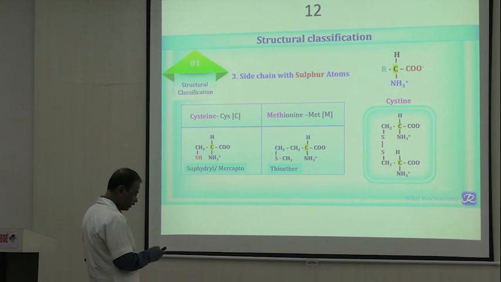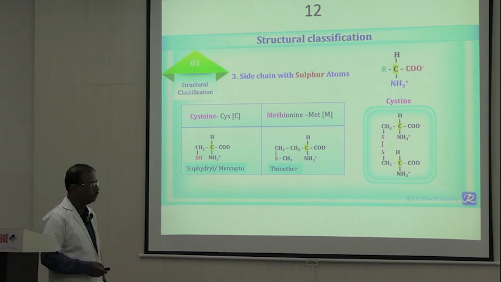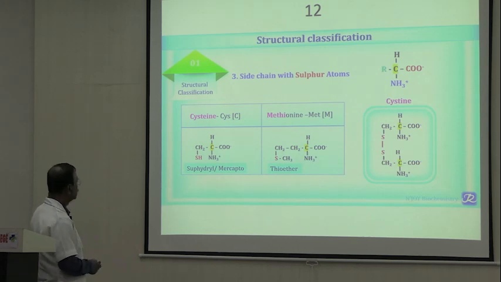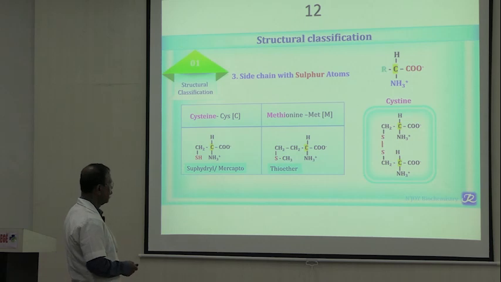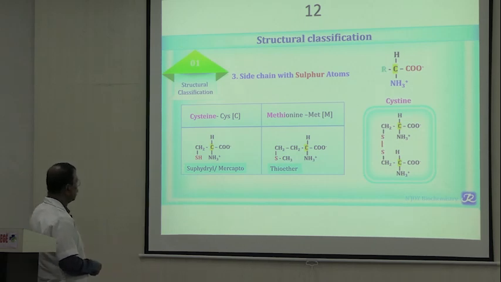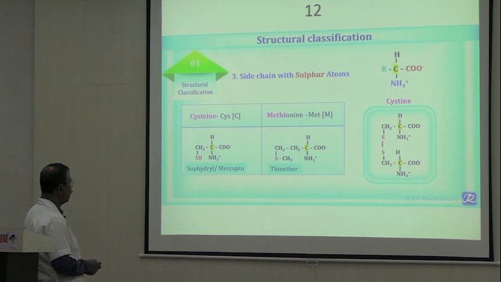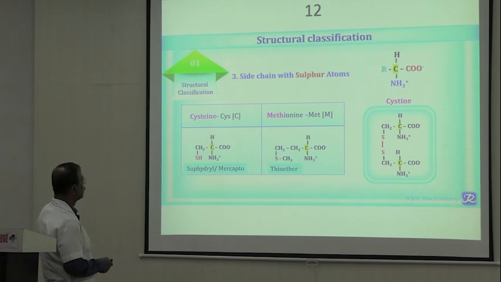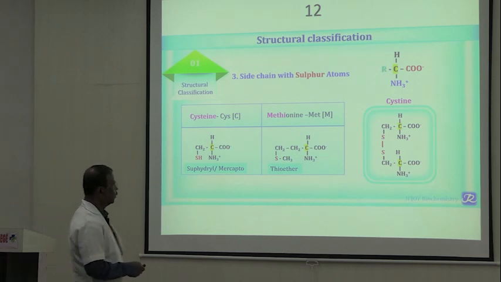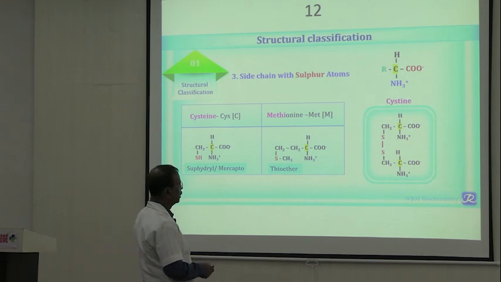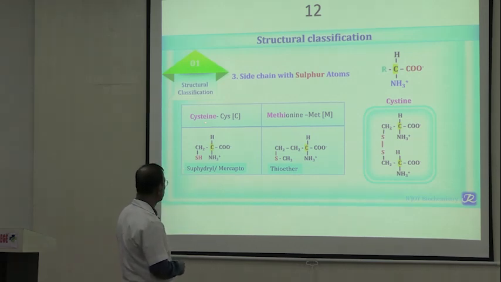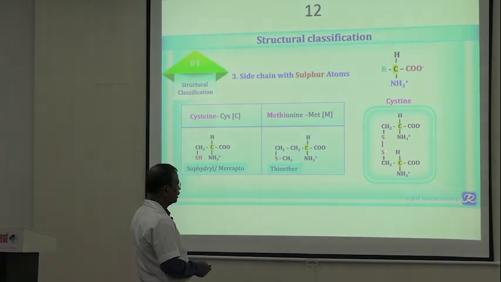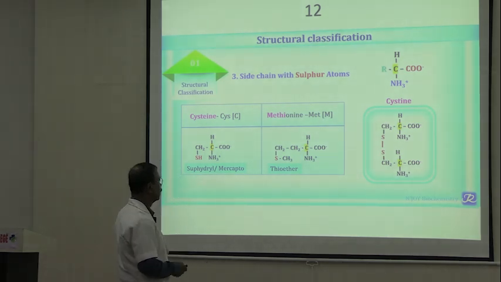Next structural classification is side chain with sulfur atom. They are cysteine C and methionine M. Cysteine contains a sulfhydryl group here, and methionine contains a thioether group. Another amino acid, cystine, is the condensation of 2 molecules of cysteine. Here there is a disulfide bond, with which they are condensed.